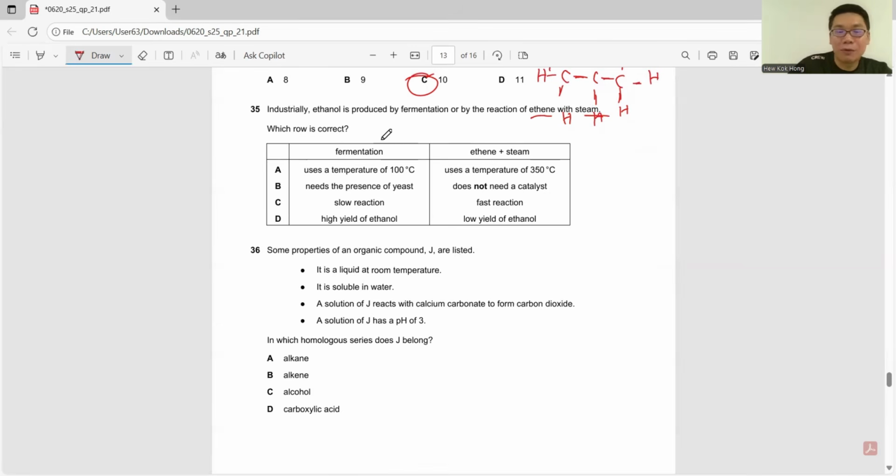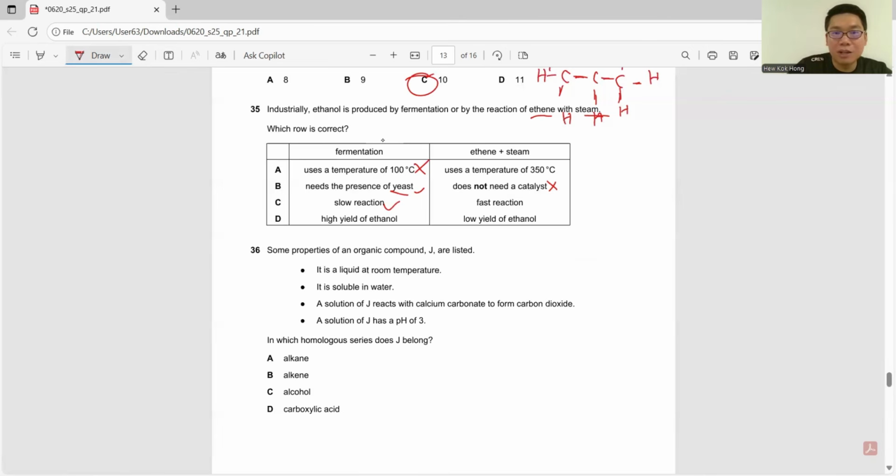35. Industrially, ethanol is produced by fermentation or by reaction of ethene with steam. Which are correct? Fermentation uses a temperature of 100? No. Fermentation is at room temperature, and it needs the presence of yeast. Yes. Does not need a catalyst? No. To form the OH, we need to use phosphoric acid.